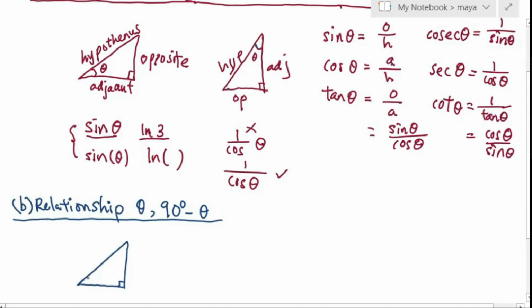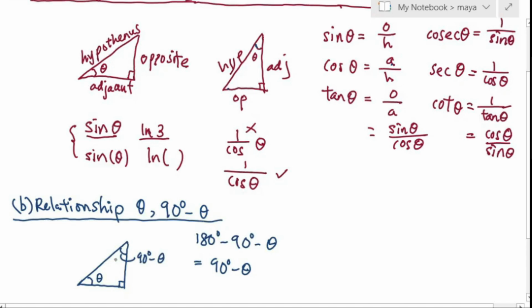Okay. So if my theta is here, then the angle here is 90 minus theta. Okay, how do I get it? Because one triangle will have 180 degree, and then you minus the right angle 90 degree, and then you minus the theta, so you will get 90 minus theta, which is referring to here, 90 minus theta.